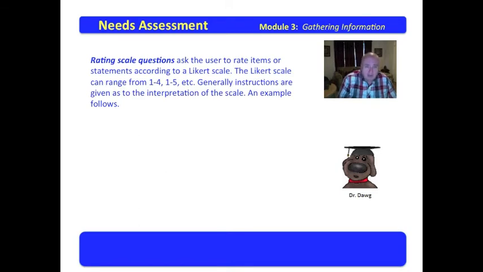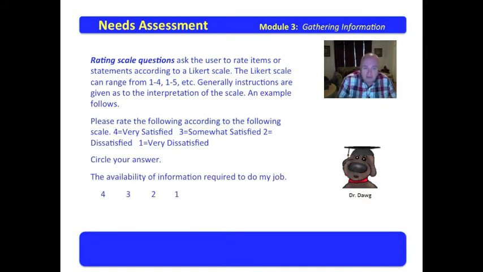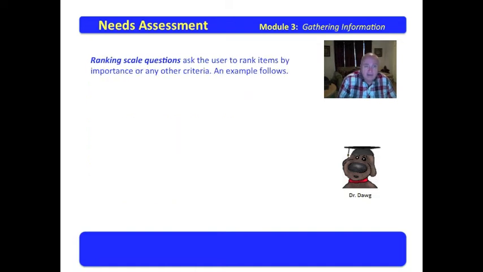Now, generally instructions are given as to the interpretation of the scale. An example follows. Please rate the following according to the following scale. 4, very satisfied. 3, somewhat satisfied. 2, dissatisfied. And 1, very dissatisfied. Circle your answer. And it might say, here's the statement. Rate the availability of information required to do my job, from a 4 where I'm very satisfied down to a 1 where I'm very dissatisfied.